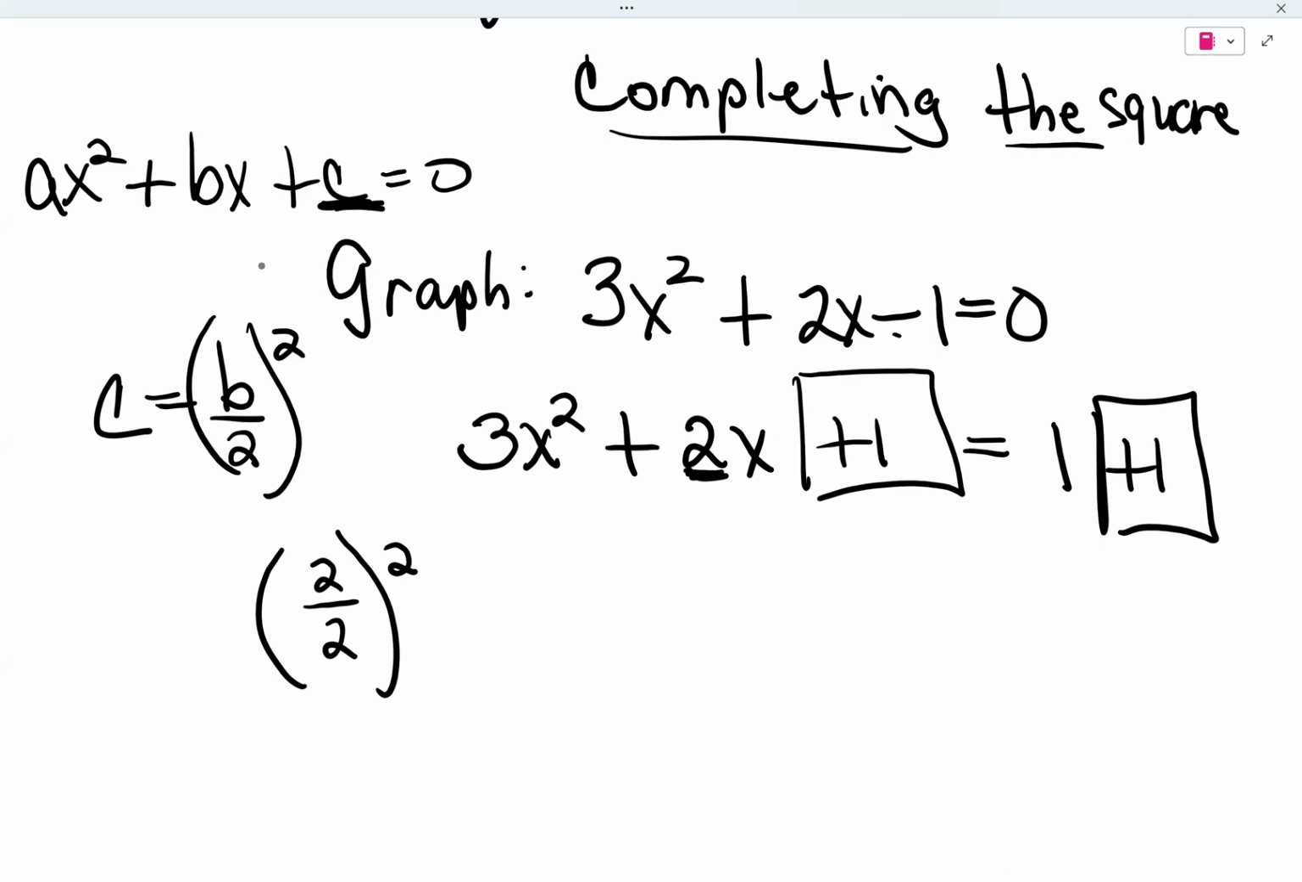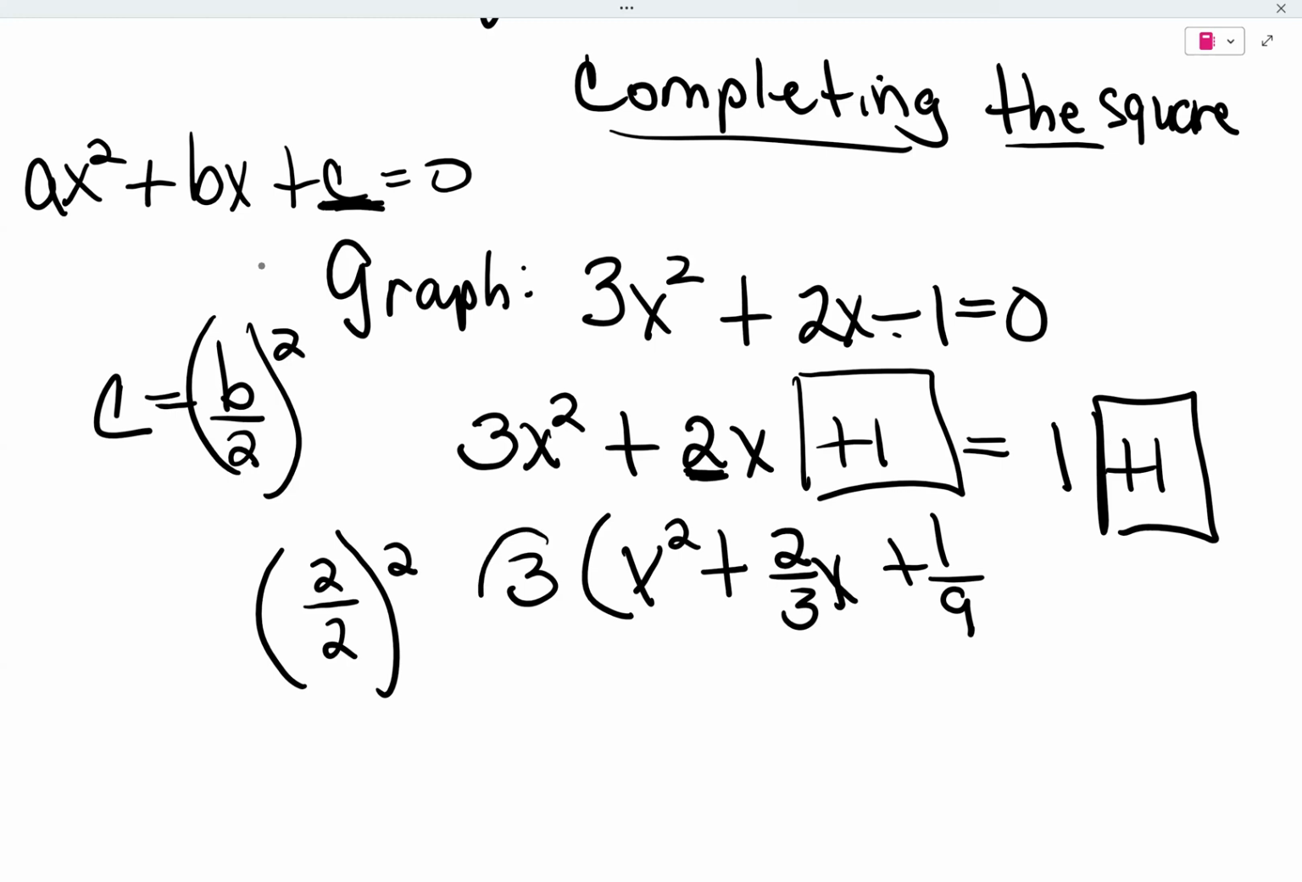So when we complete a square, this can eventually collapse. If we consider this, this is really 3 parentheses x squared plus 2 over 3x plus 1/9. And we get that from this +1 and this 3 times 1/9. Because remember, we got to multiply by 3 times, and this becomes 1/9 based on the c term value.